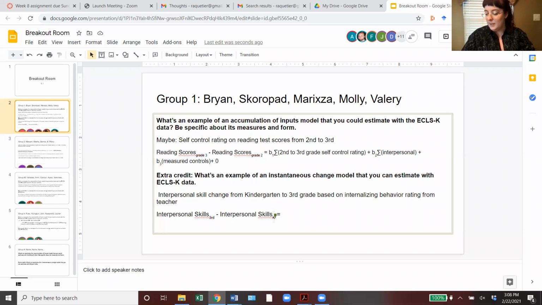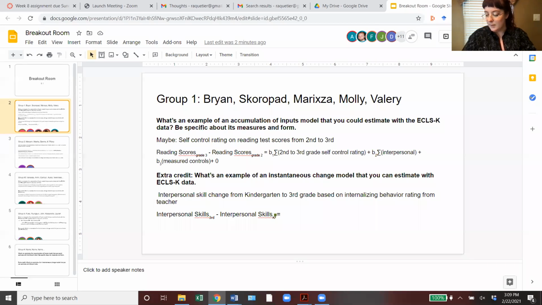And then B3 with our controls, and B4 with our unmeasured controls. So then the next one would be our reading scores at grade 2 equals B1, looking at the self-control rating from the sum of the ratings from kindergarten to 2nd grade, and then looking at the interpersonal ratings, the sum from kindergarten to 2nd grade, and then measured controls, and then unmeasured controls.